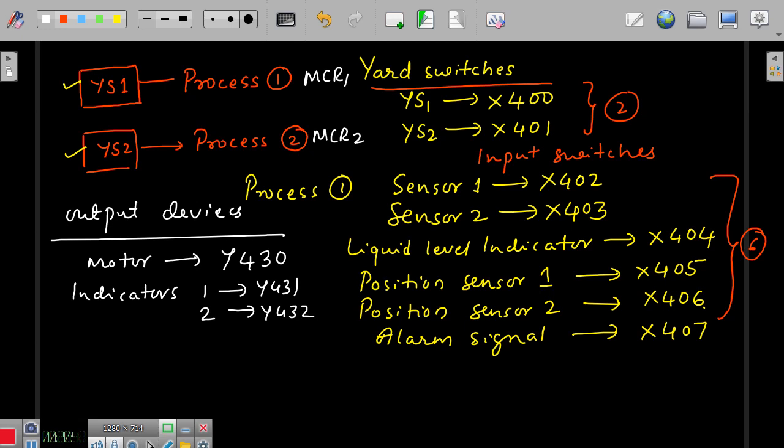This is as long as the first process is concerned. The turning off of the motor turns on two indicators. Read the question carefully. Then a gate has to be opened when the position sensor operates. Now, opening of the gate, let us say that it is the motor Y433. Then the same motor, this is open, this is closed.